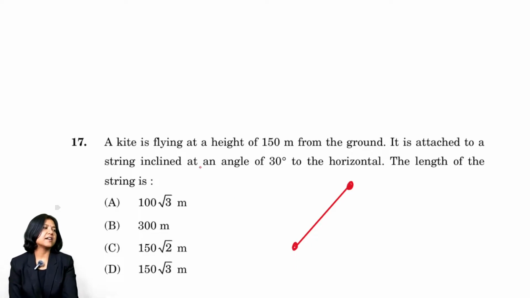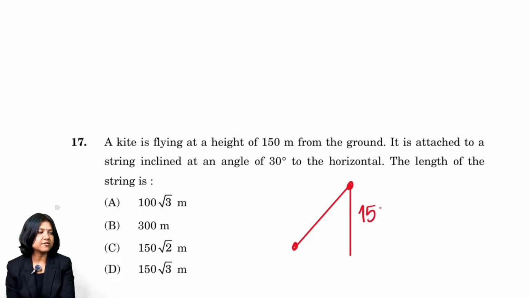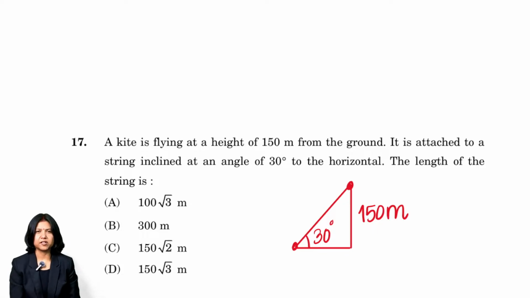The question has told you a kite is flying at the height of 150. Whenever a kite is there in the sky, you can always imagine the right triangle formed in that case. The vertical height is definitely 150 meters given to you, and the string is inclined at an angle of 30 degrees. This is the height of the kite from the ground. The length of the string, as in the hypotenuse, is missing.